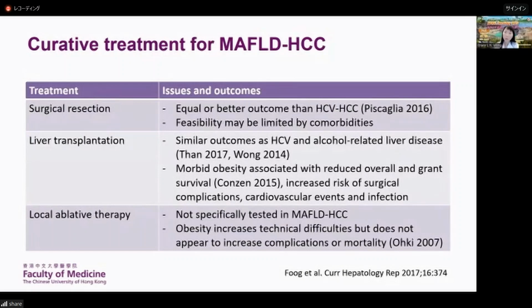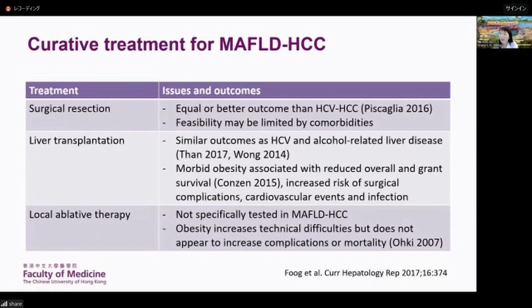So this would be the treatment options, but something specific to methylphenidate HCC would be that the outcome may be very comparable with HCV-related HCC as shown before, but there would be some issues about comorbidity like other metabolic problems, cardiovascular disease, cerebrovascular disease. That's the problem. And for liver transplant, there would be, again, a similar outcome as HCV, but morbid obesity would be the issue we need to think about, and cardiovascular events.